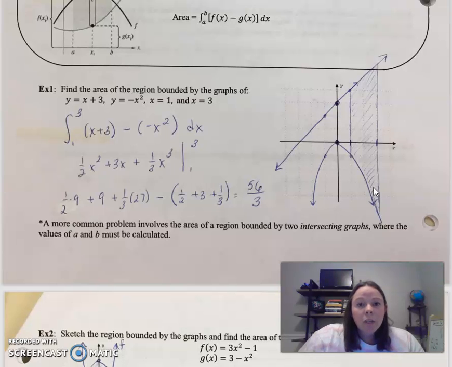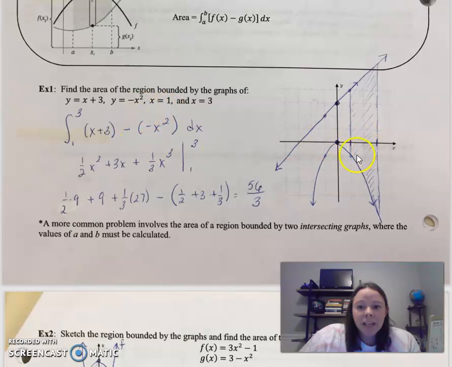You first need to create your definite integral, the integral from 1 to 3, and again, we're finding the antiderivative with respect to x. What would my pencil or marble hit first as I'm dropping down from the top? It's going to hit that line. So that goes first, x plus 3, minus your bottom function here, which is negative x squared.